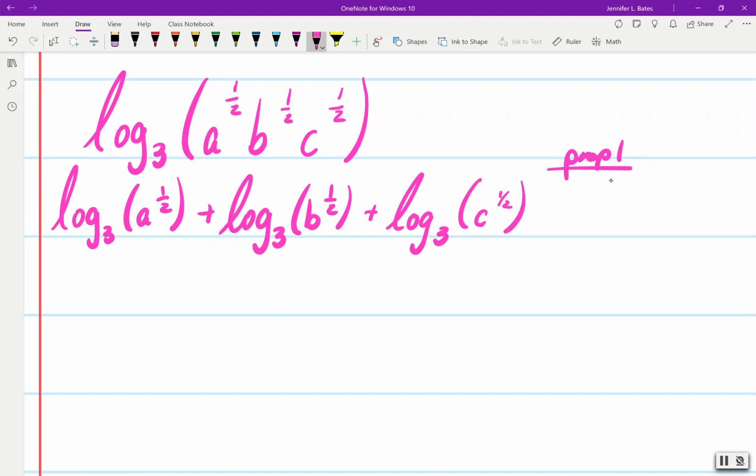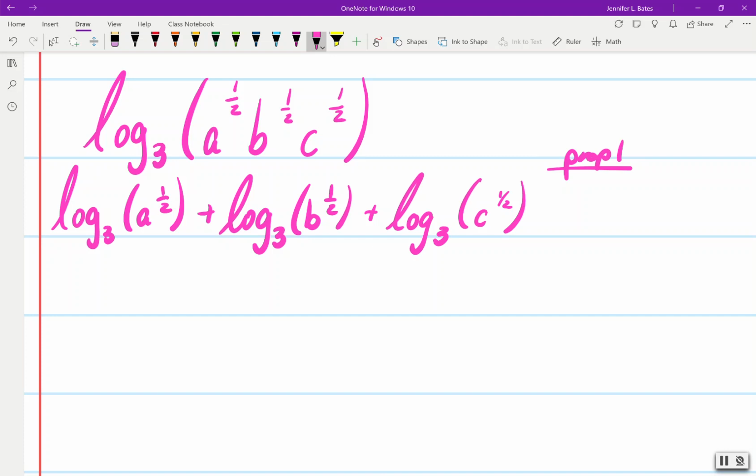Then, just like the last problem, to fully expand this, we need to take our exponents and bring them down out front as coefficients. Which log property says we're allowed to take exponents and bring them down as coefficients? Show me on your hand. Which log property is that? Good, so that's going to be log property 3.